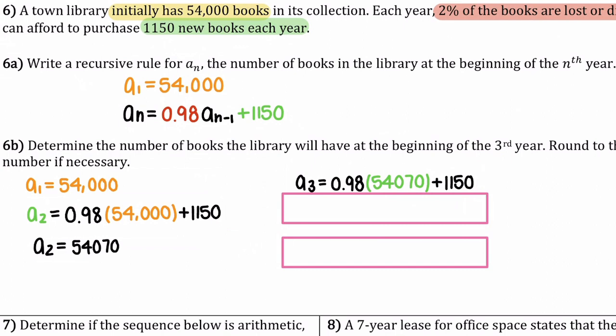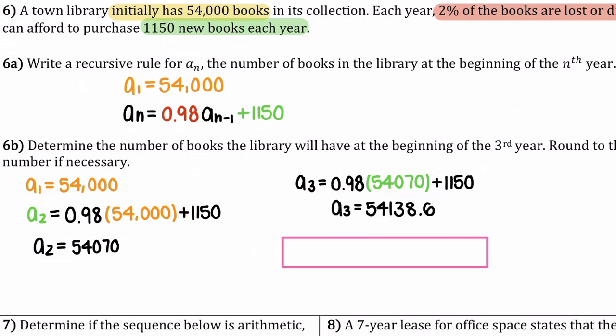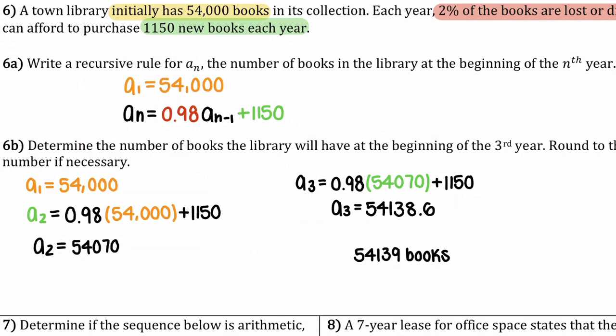And then lastly, to find a sub 3, we do the same thing, 0.98 times the previous term plus 1,150, thus giving us, and again, because we're talking about books, we're going to have to round to the nearest book, so we're going to say this is at the beginning of the third year, the library has about 54,139 books.